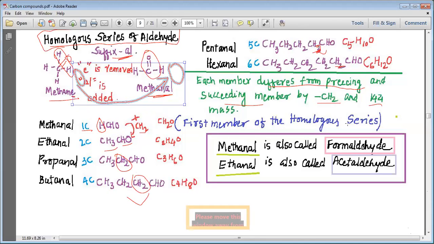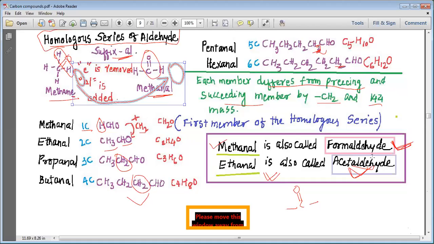The first member of the homologous series, my dear students, methanal, is the first member because a carbon double bond O is possible with a single carbon, and that is why methanal is the first member of the aldehyde homologous series. This methanal is also known as formaldehyde. You need to remember this name, which is known as the common name. Methanal is also called formaldehyde, and ethanal is also called acetaldehyde. So please learn the common names for these compounds too, my dear students.